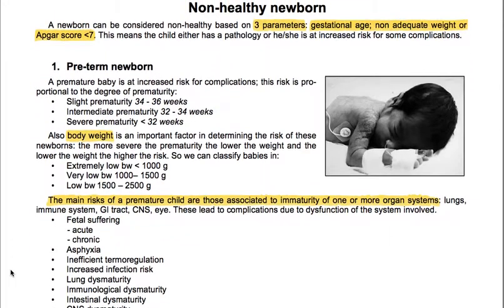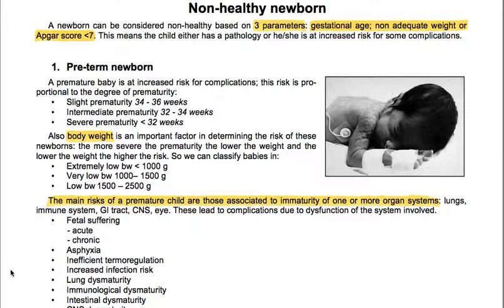We have also the non-healthy newborn. A newborn can be considered non-healthy based on 3 parameters: gestational age, non-adequate weight, or APGAR score less than 7. This means the child either has a pathology or is at increased risk for some complications. So we have a premature newborn, which is a baby at increased risk for complications. The risk is proportional to the degree of prematurity.